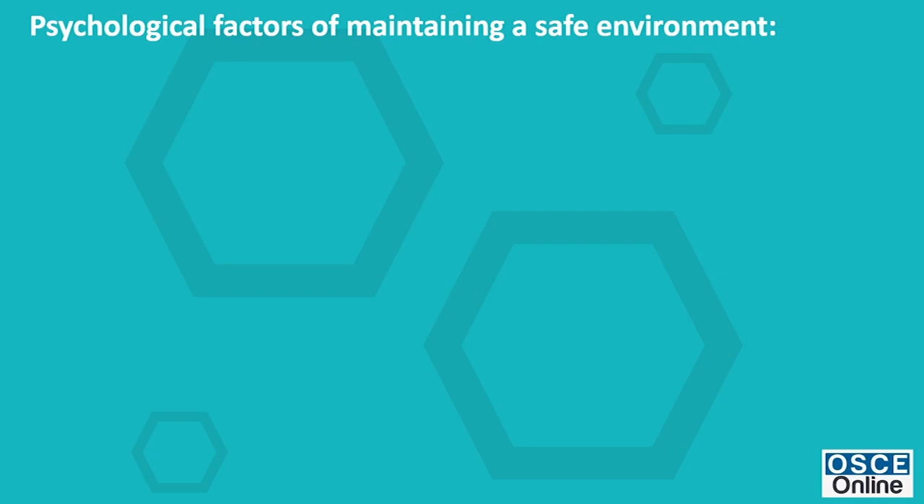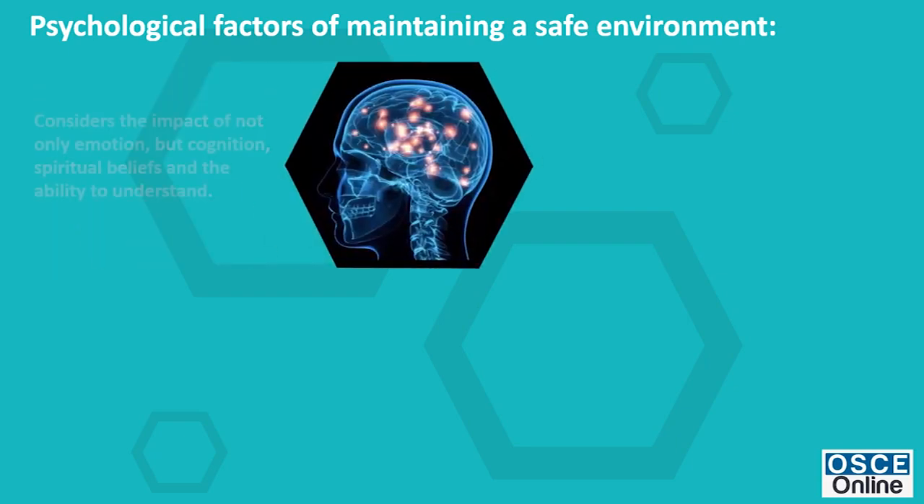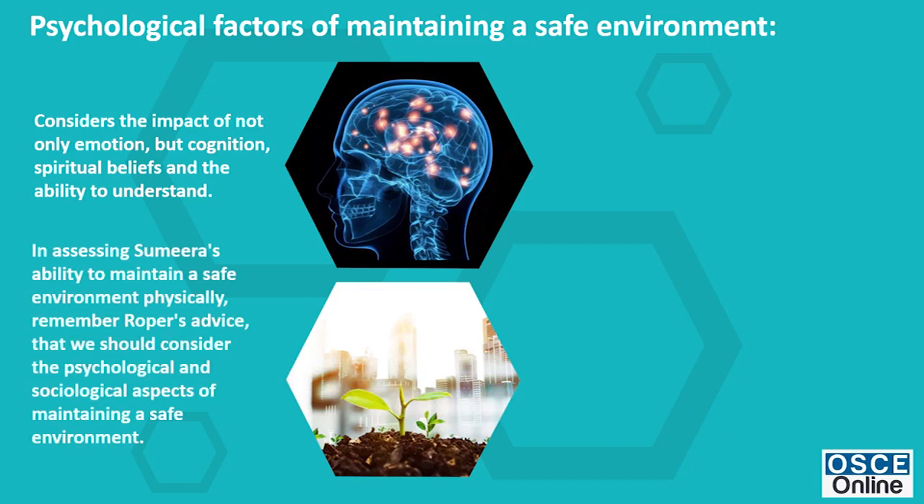Psychological factors of maintaining a safe environment considers the impact of not only emotion, but cognition, spiritual beliefs, and the ability to understand. In assessing Sumira's ability to maintain a safe environment physically, remember Roper's advice that we should consider the psychological and sociological aspects of maintaining a safe environment.